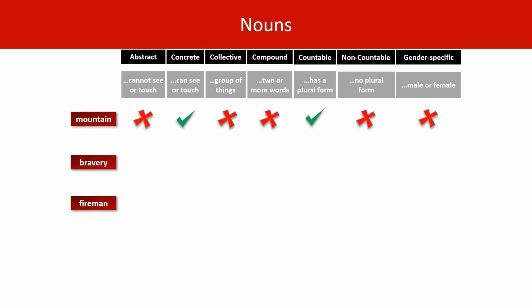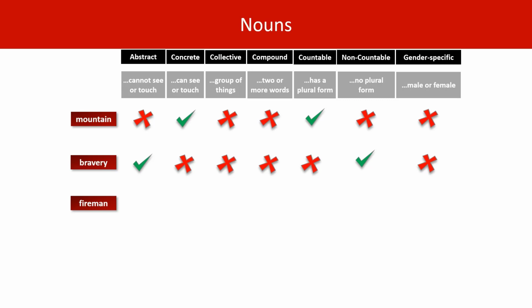So now let's look at bravery. Well, you can't see or touch it, so it's an abstract noun. That means it can't be a concrete noun. It doesn't represent a group of things, and it's not made up of two or more words. It doesn't have a plural form, which means it must be a non-countable noun, and it's not gender specific. So the word bravery is a common noun. It's also an abstract noun and a non-countable noun.